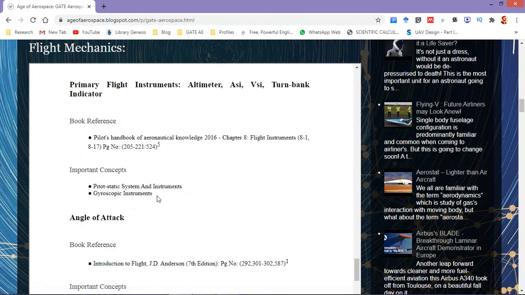Now, dropping into the book reference for gaining a better insight about this particular topic, you can read through the book Pilot's Handbook of Aeronautical Knowledge, the 2016 edition, and the particular chapter which deals with it is the eighth chapter, Flight Instruments. And this book is freely available on the Federal Aviation Administration's website, FAA. Regarding the important concepts, in this topic, there are instruments which are classified based on two types of systems. So it must be either pitot-static tube based or a gyroscopic instrument.